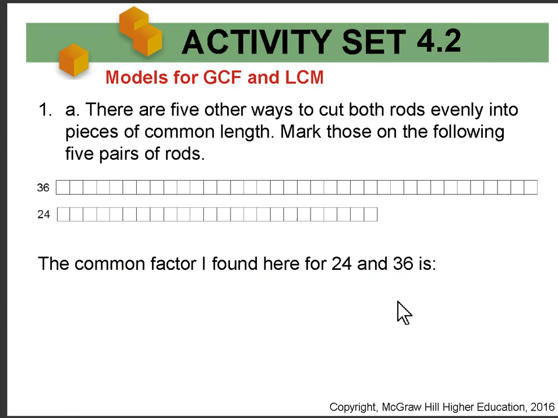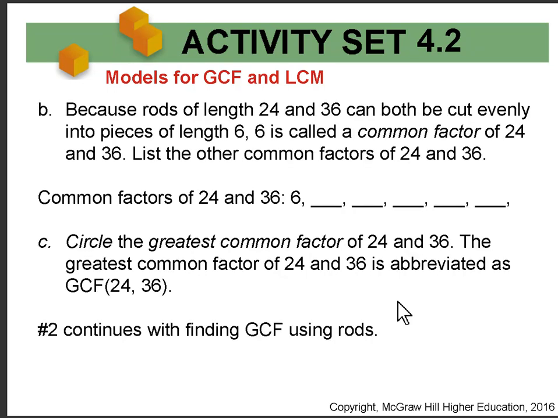Then we give you some rods to work with on your own, and we point out that there's 5 other ways to cut up 24 and 36 with same lengths, common factors. And don't forget about 1, and you have an opportunity to list all these common factors. Then in question B, we have you write down all those common factors, and in part C, we have you circle the greatest one to find the greatest common factor of 24 and 36. This is supposed to help you build intuition for understanding greatest common factors, and number 2 continues that work.